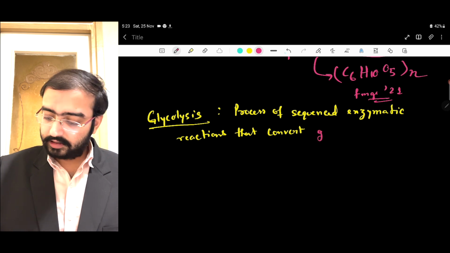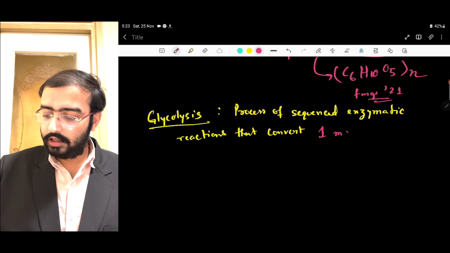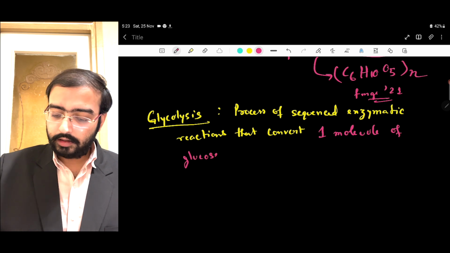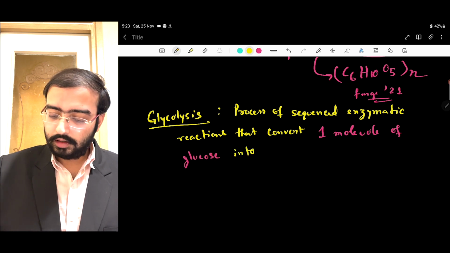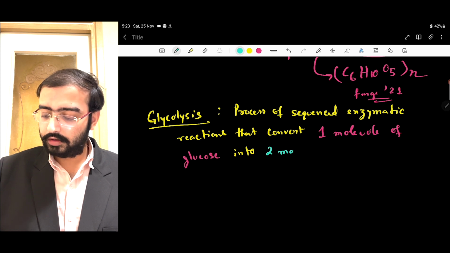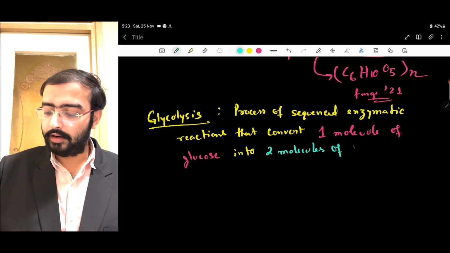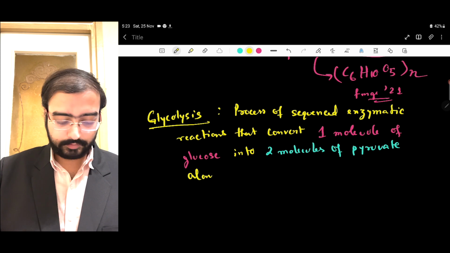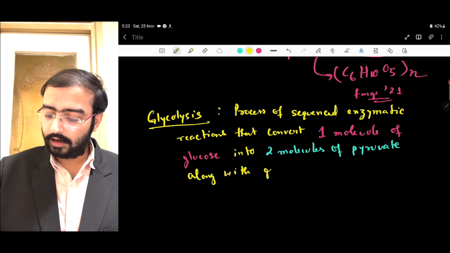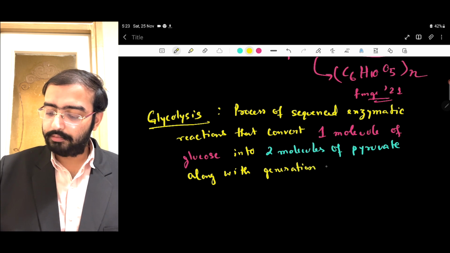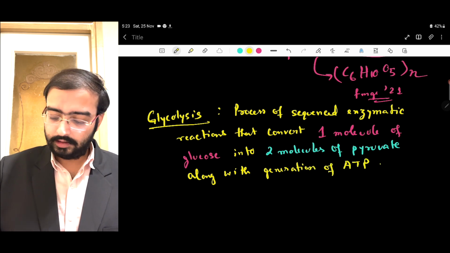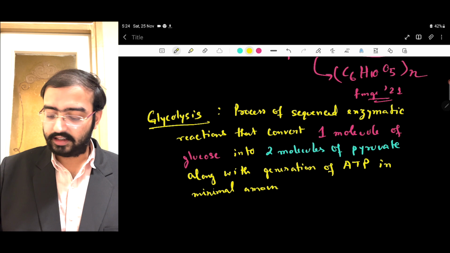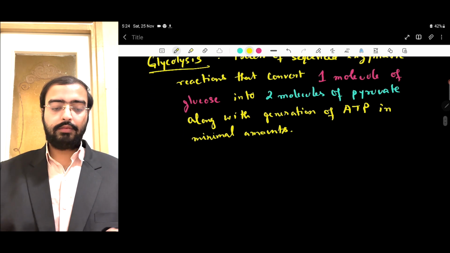one molecule of glucose into two molecules of pyruvate, along with generation of ATP, adenosine triphosphate, in minimal amounts. That is basically glycolysis. Okay, so now let's move into glycolysis.